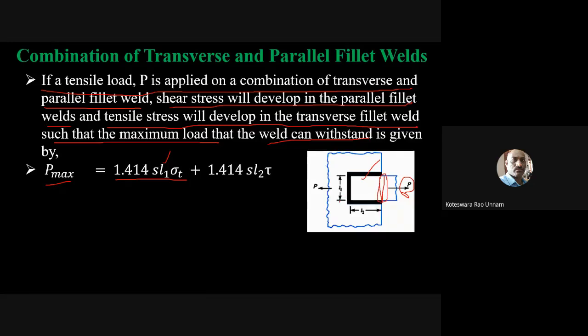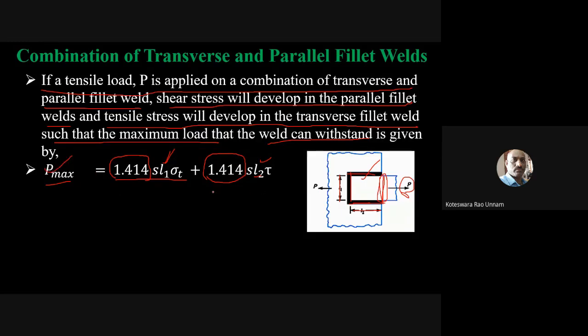So the length of this transverse fillet weld he has taken as L1. Similarly, the length of the other fillet he has taken as L2. That's why here S into L we have written in the formula, but S into L1 is nothing but L1, the length of the transverse fillet weld, and L2 is the length of the parallel weld. I get 1.414 because I have two transverse fillet welds and two parallel fillet welds like this. In that case I can calculate the maximum load.